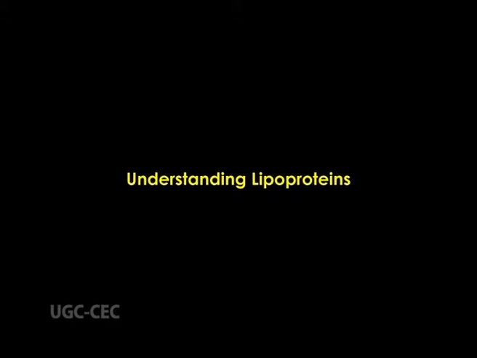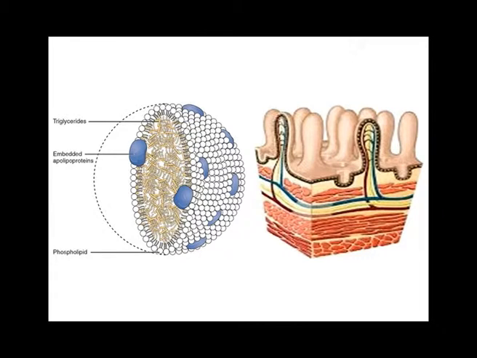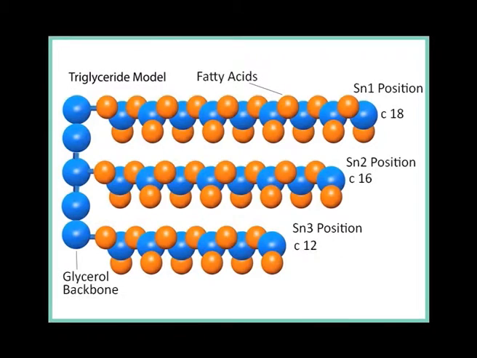Let's understand the lipoproteins one by one. First, we'll talk about chylomicrons. Chylomicrons are assembled in the intestinal mucosa as a means to transport dietary cholesterol and triglycerides to the rest of the body. Chylomicrons are therefore the molecules formed to mobilize dietary lipids. The predominant lipids of chylomicrons are triglycerides.